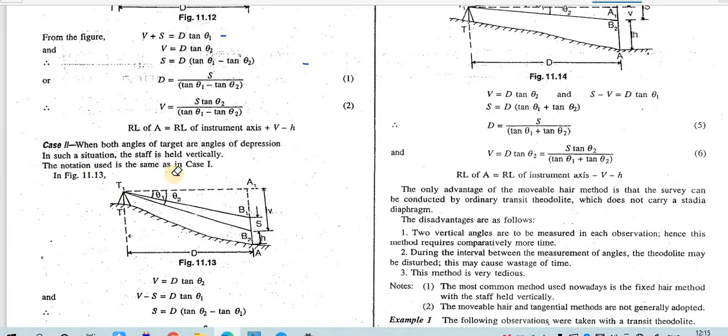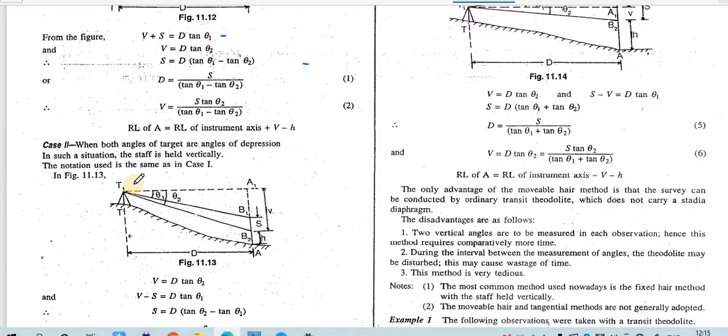Second case is when both the targets are in depression, that is below the line of axis. So in that case, what are the formulas which change? Here you can see that both the angles of the targets are in depression. The first point is coming at theta 1, which is B1. The second point is coming at theta 2, which is point B2. The vertical height from the instrument axis to the bottom is V, and from the bottom to the ground it is H, and the horizontal distance is D.